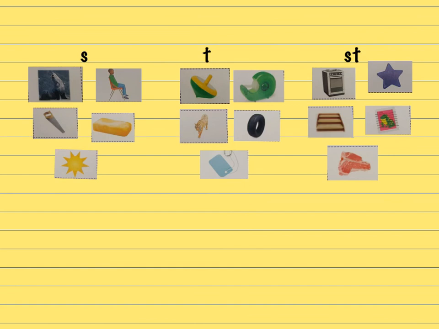So in our S group, we have seal, sit, saw, soap, and sun. In the T group, we have top, tape, tiger, tire, tag. The ST blend, we have stove, star, stairs, stamp, and stake.